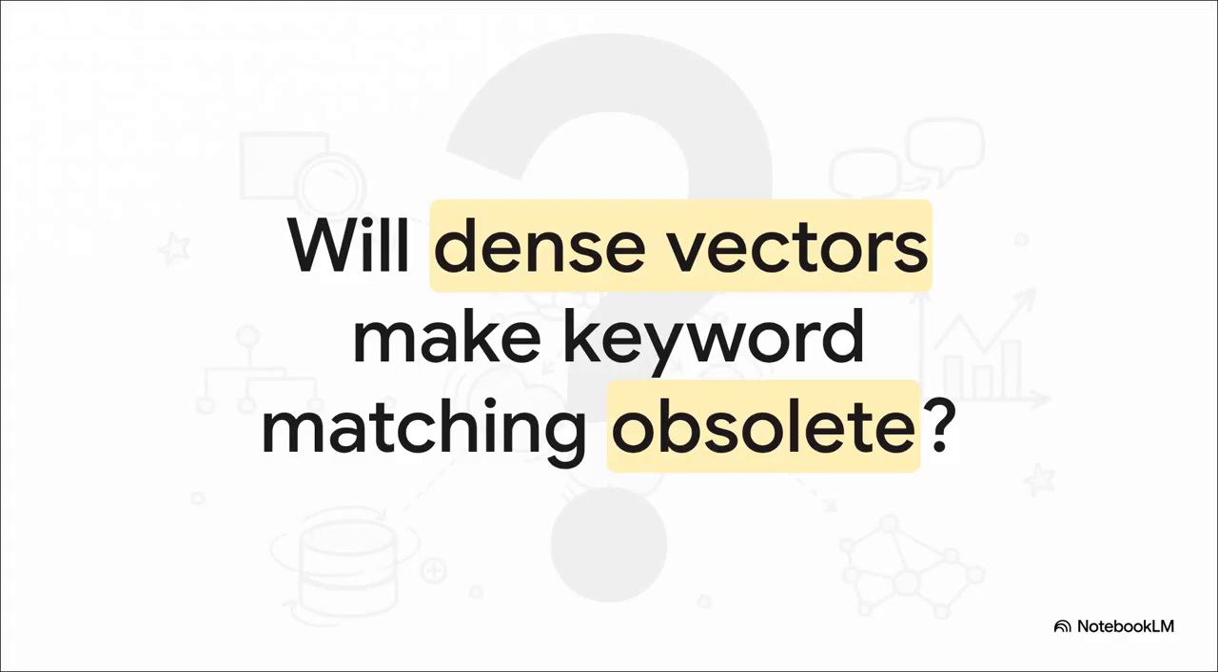Which leaves us with a pretty fascinating question to ponder. As large language models continue to evolve, as they grow in parameter size and become more and more computationally efficient, will dense vector search eventually become so precise that it makes traditional keyword matching completely obsolete? It is just incredible to watch these models rapidly revolutionize how machines process human knowledge.